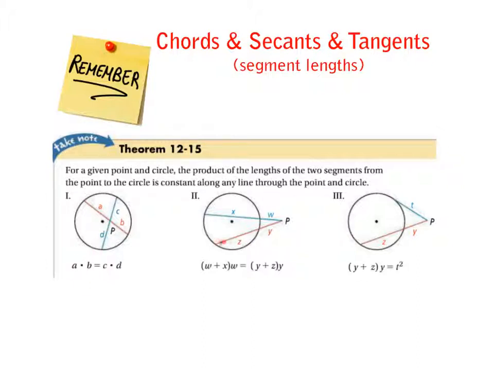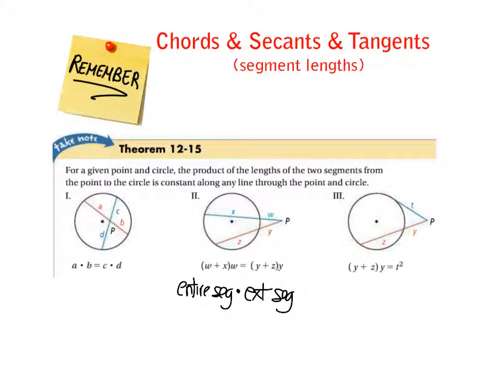Now, it gets a little trickier when they start to intersect on the exterior. It might be tempting to think it's the same idea, where you take this segment times this segment equals this times this, but it's not that. Let's look at how this is set up. It's W plus X. So what that means is the entire segment times just the exterior part. Now look here. The entire segment, Y plus Z, that whole length, times just the exterior. So let's write that in here. This is kind of fancy. Let's just write words to help us. It's going to be the entire segment times the exterior segment. That's what we're multiplying. And each set would be equal to the other.